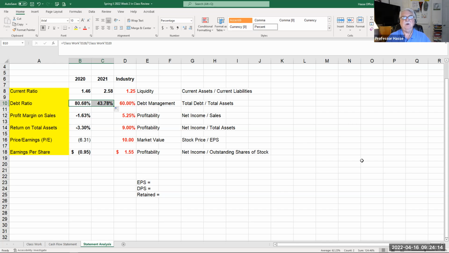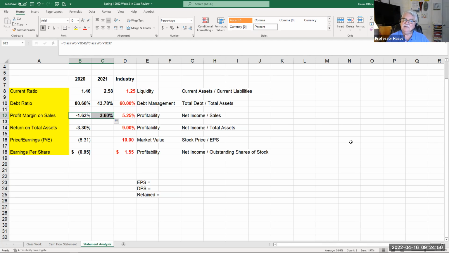The company's profit margin is a profitability ratio, which is net income divided by sales. It shows for every dollar of sales, how much are you making in profit, less expenses. In 2020, they lost money for this company. In 2021, they made a profit of roughly about 3.6%. A little bit better, but notice the industry average for this company is about 5.25% profit margin. This company is not competitive with the industry average or their competition.